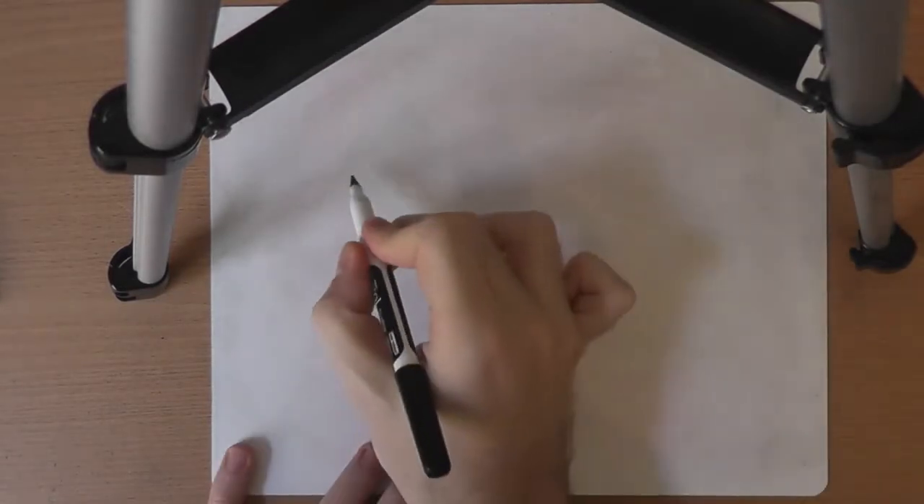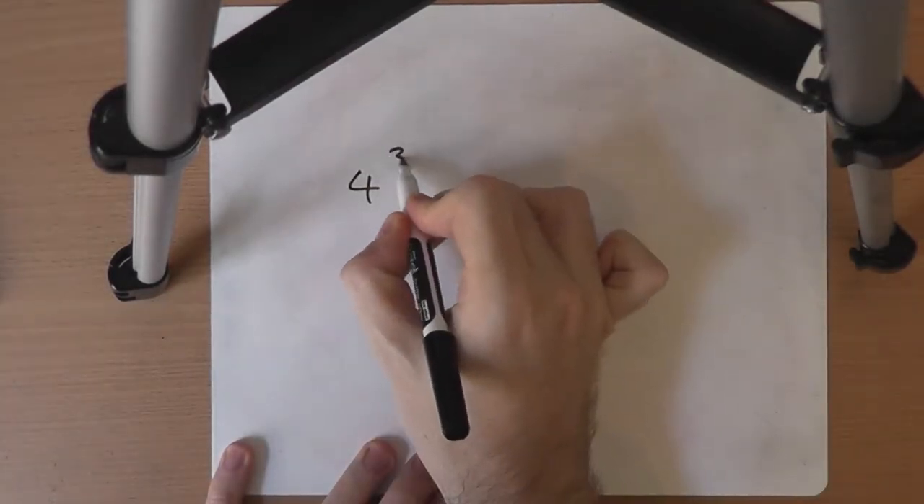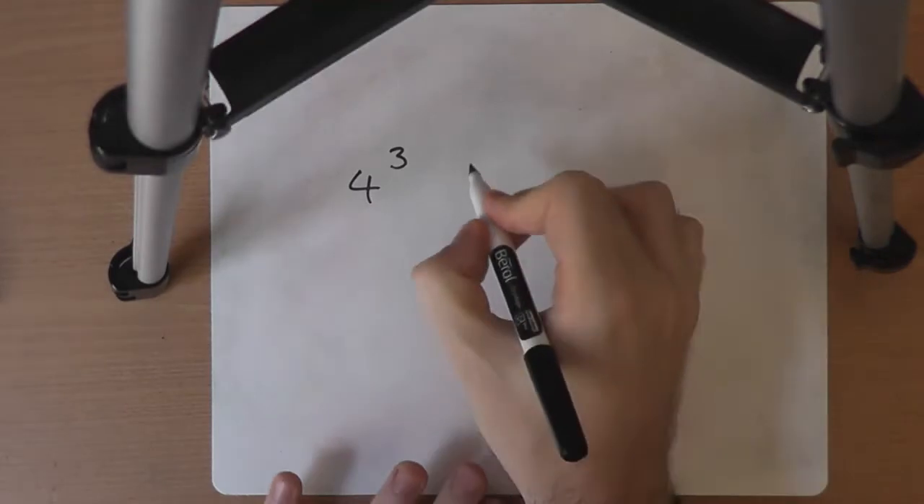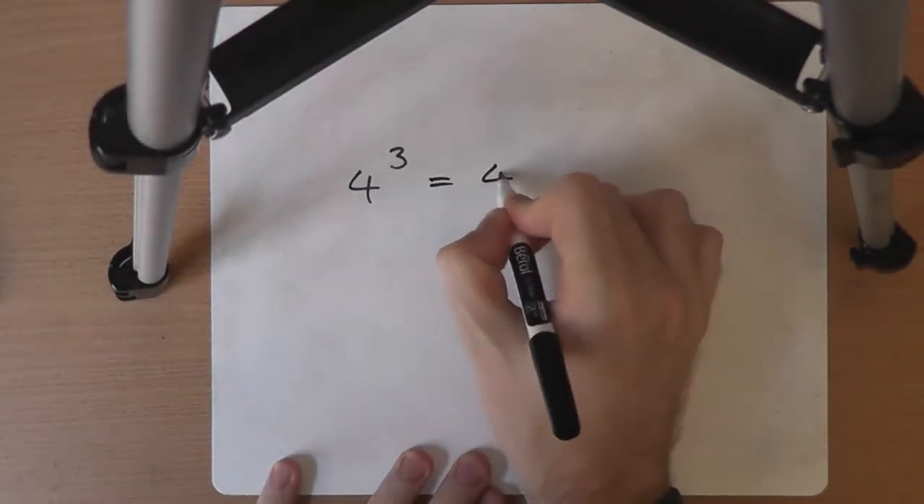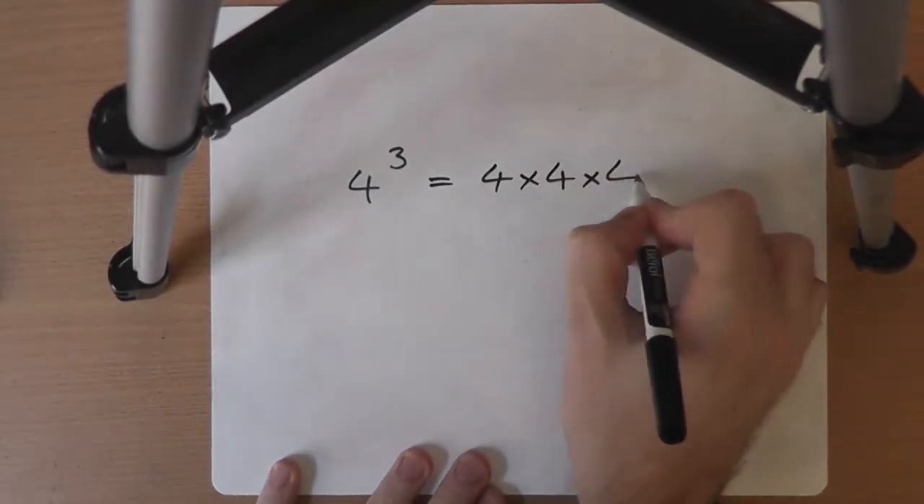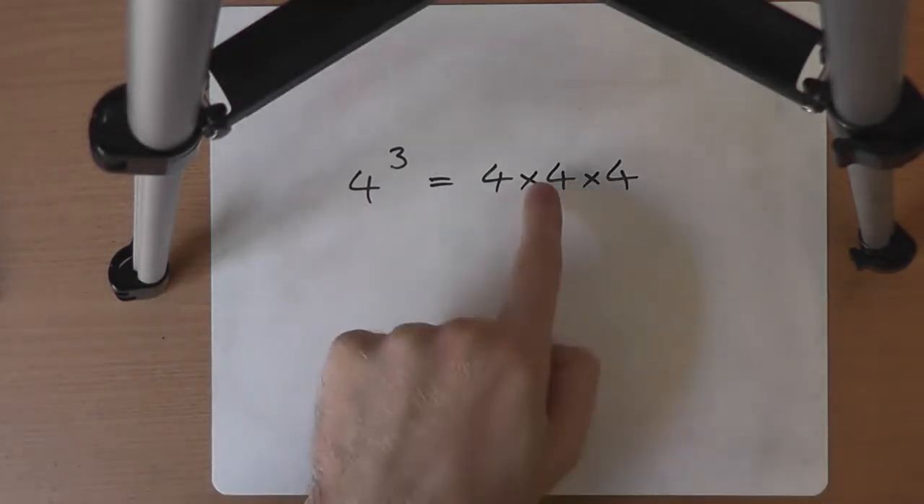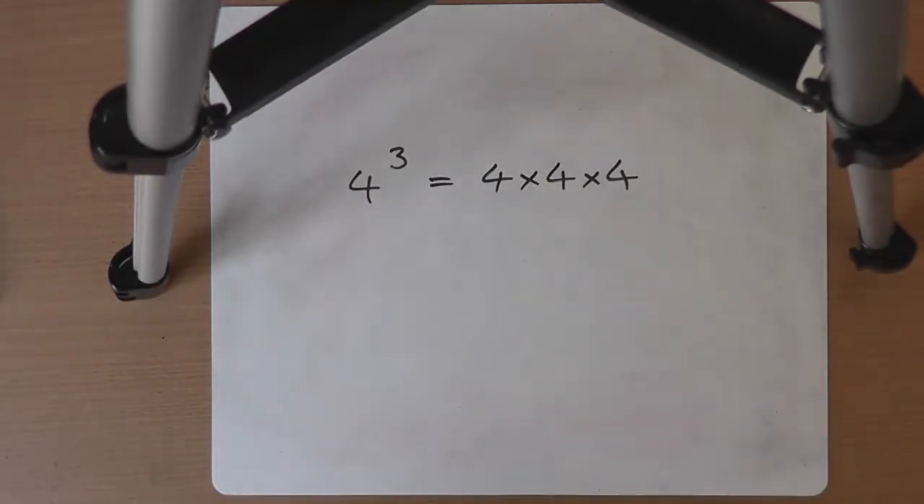So to reinforce that, if we had something like this, say, 4 with a little 3 up in the top right hand corner, we would read that as 4 to the power of 3, and that would be 4 times 4 times 4. If we wanted, we might then work that out as a number, but it might be that we just want to be able to switch between this power notation and this more long form notation.